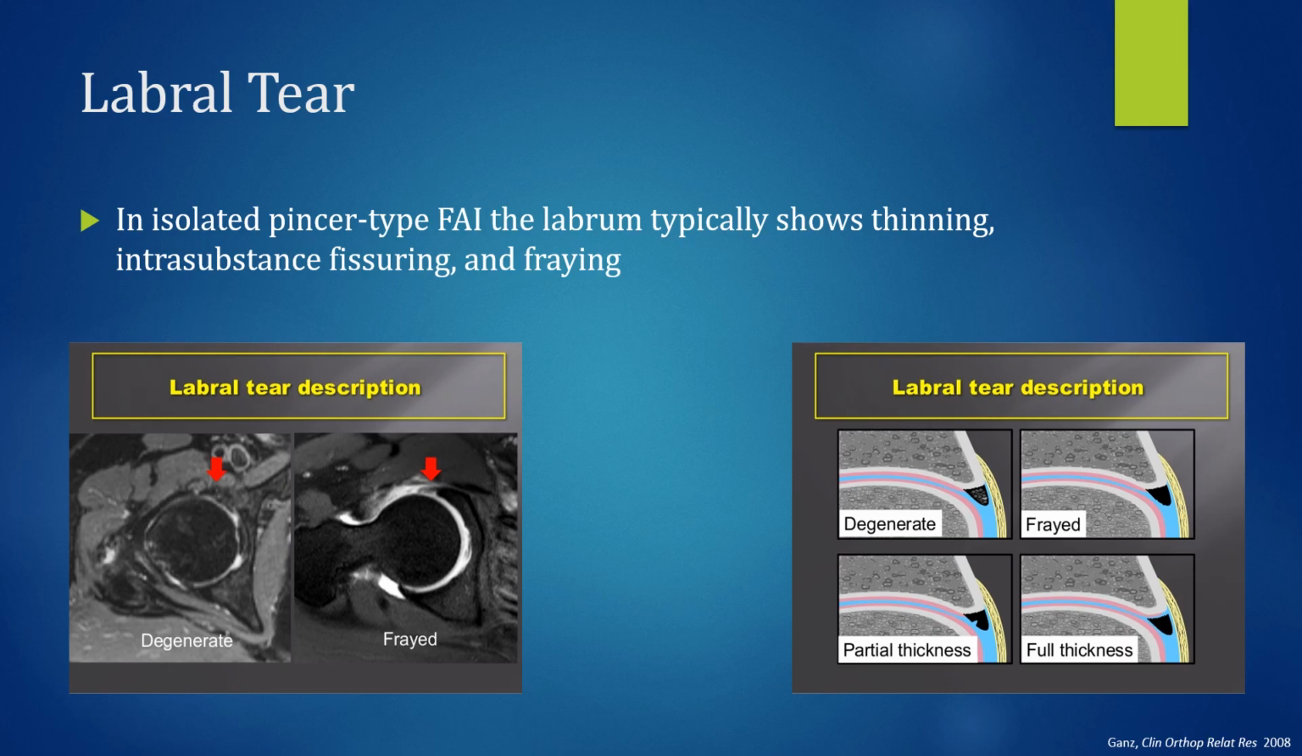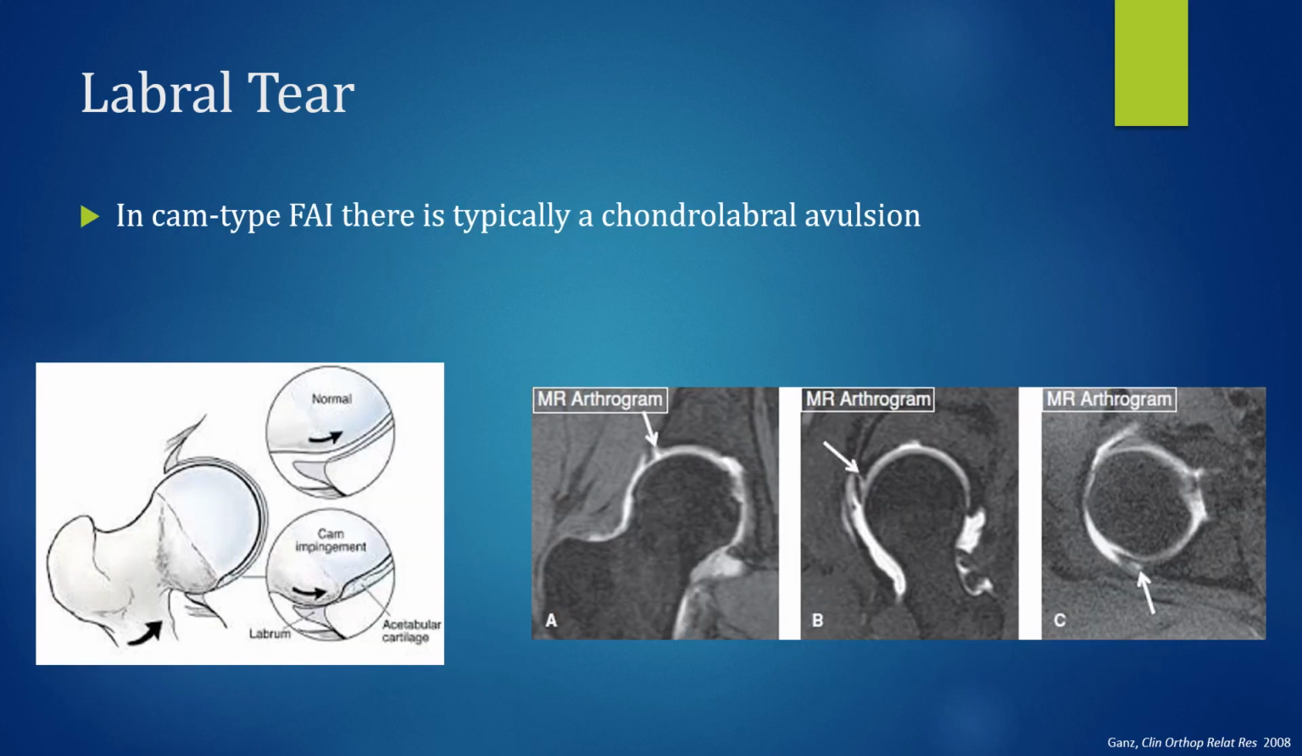With the acetabular overcoverage typically encountered with pincer FAI, there tends to be more thinning, fissuring, and fraying. When we look at labral tears in patients with CAM FAI, we tend to see more of an avulsion type lesion. This makes sense if we think about the aspherical head of the femur jamming and abutting itself into the acetabular rim.